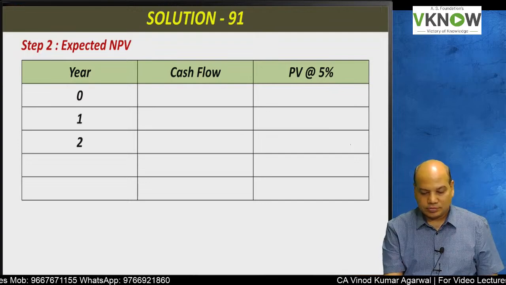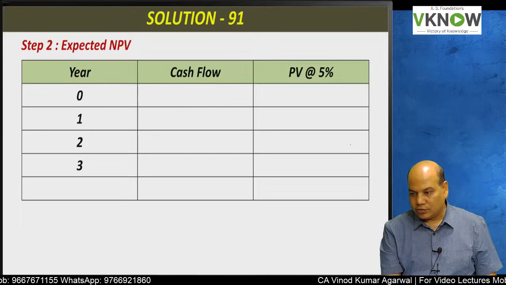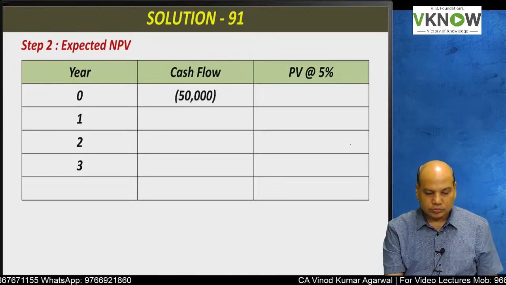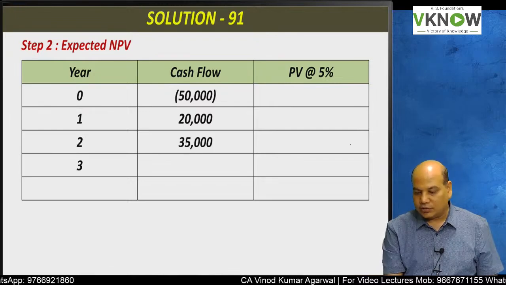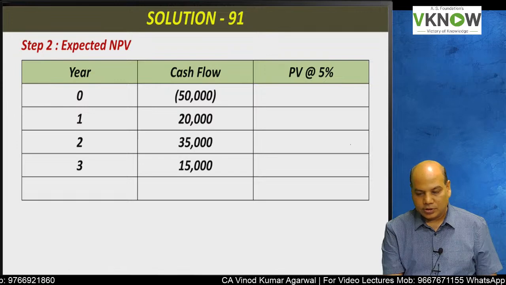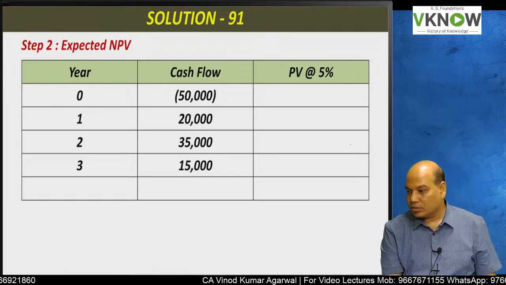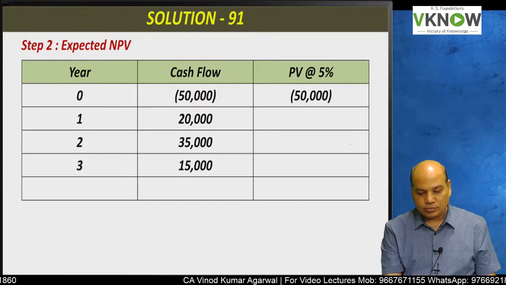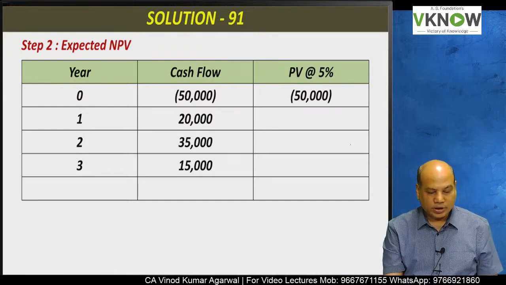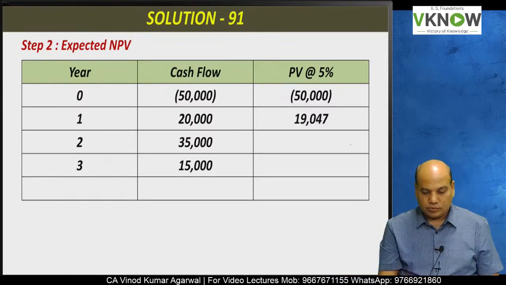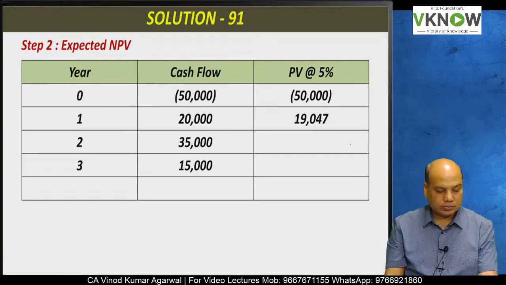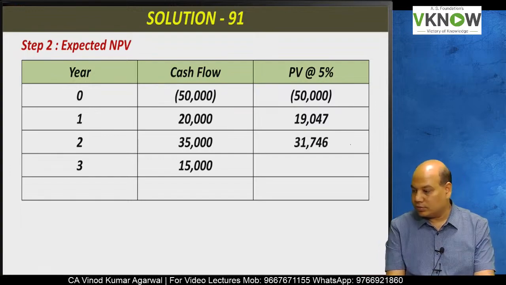Go to step 2, expected NPV. Please respond. Years 0, 1, 2, 3. Cash flows: 50,000, 20,000, 35,000, 15,000. Now compute the present value. 50,000. 20,000 divided by 1.05 is 19,047.